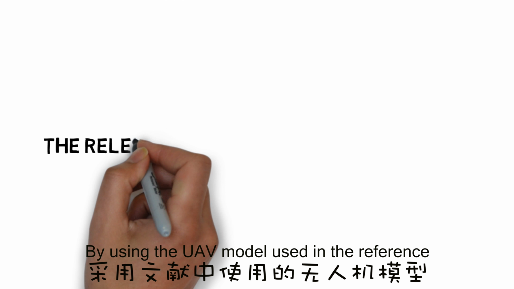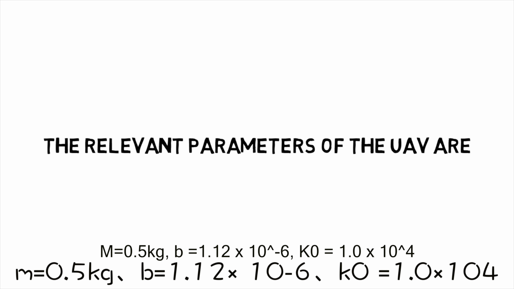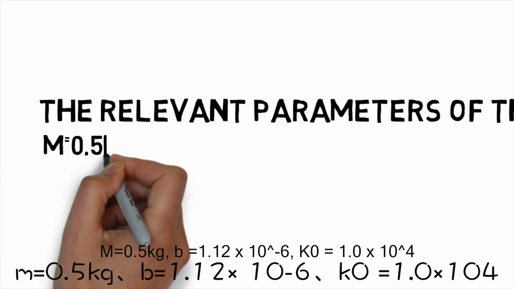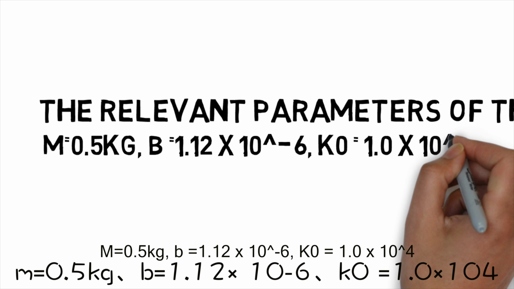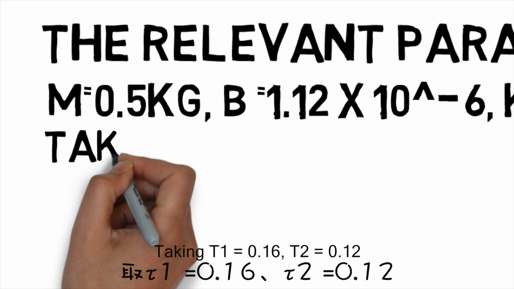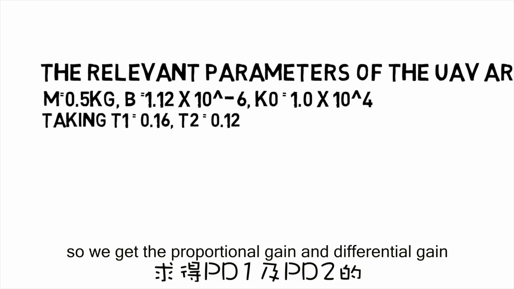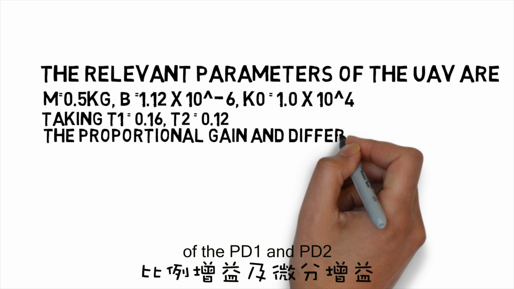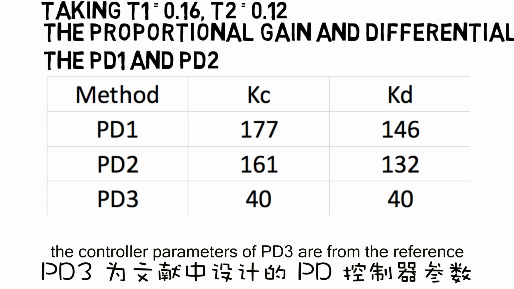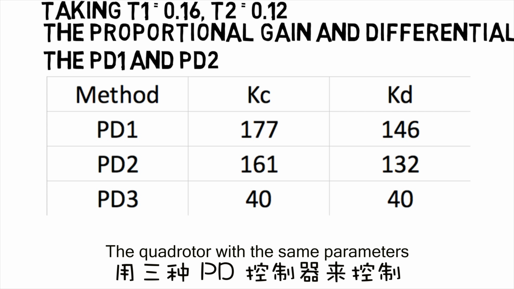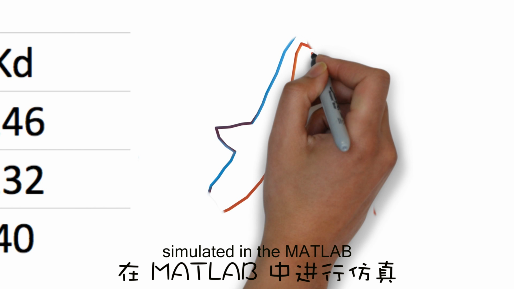By using the UAV model used in the reference, the relevant parameters of the UAV are m equals half a kilogram, b equals 1.12 times 10 to the minus 6, k0 equals 1 times 10 to the power of 4. Taking TAF1 as 0.16 and TAF2 as 0.12, we get the proportional gain and differential gain of PD1 and PD2. The controller parameters of PD3 are from the reference. The quad-rotor with the same parameters is controlled with different PD controllers simulated in MATLAB.